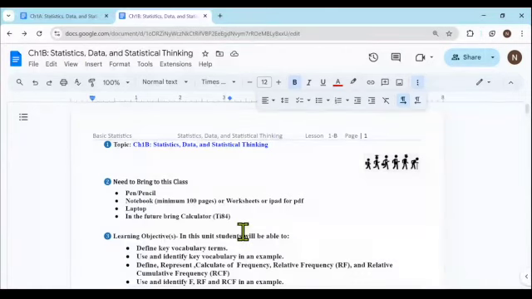You need to bring to class pen, pencil, notebook, at least minimum 100 pages. Or you can replace this with the worksheets that I gave you. You can print the worksheet and write the notes in the worksheet. Or you can replace this by what? iPad, and you download the PDF.